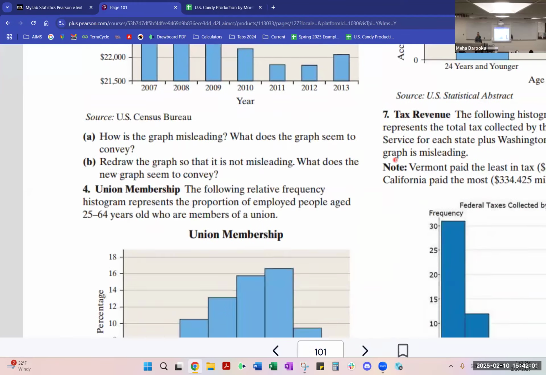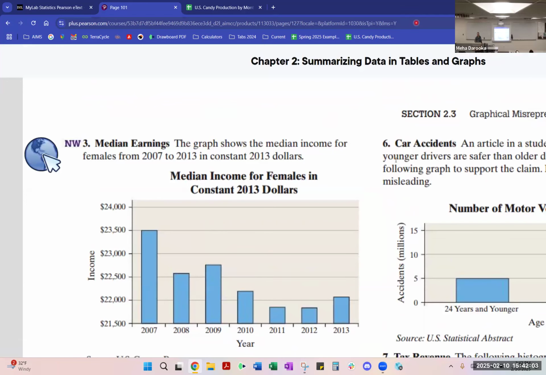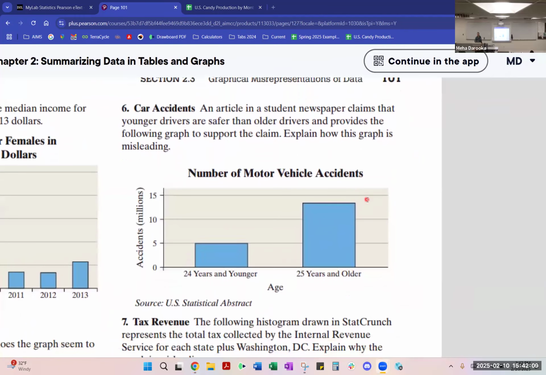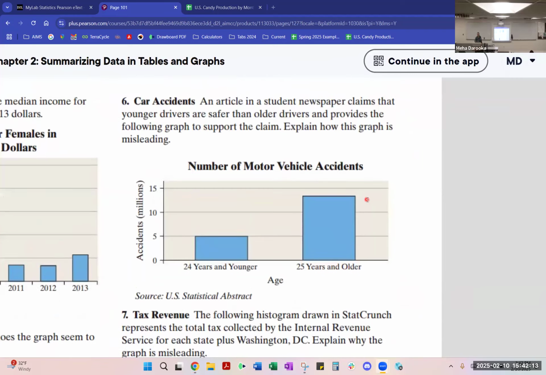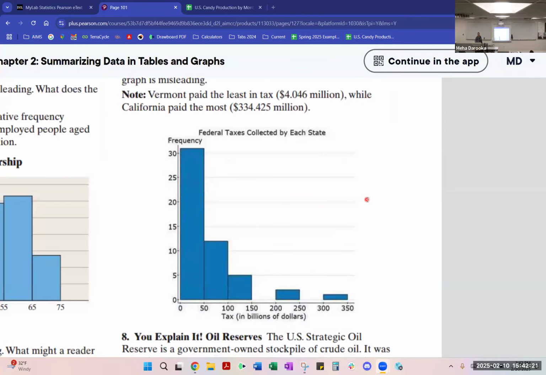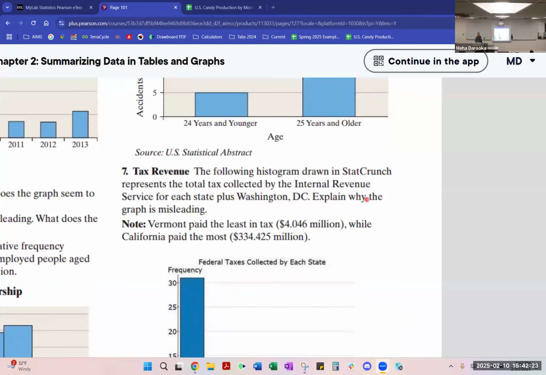All right, guys, so many different examples, and you will see something similar, obviously, in your homework on this also. But this one here stands out because they're just doing 24 years and younger, 25 years and older, so that would be a concern for me. Just looking at that.